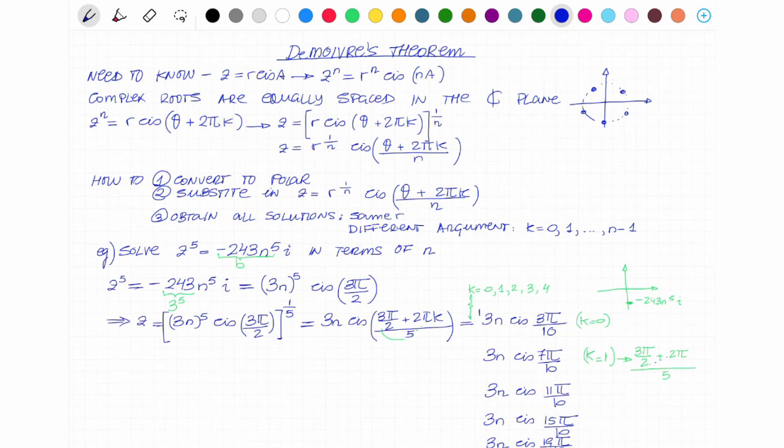And all of these are the solutions. There are 5 solutions there to one equation. So I'm going to box them there. And once we have them nice and tidy, we're done.